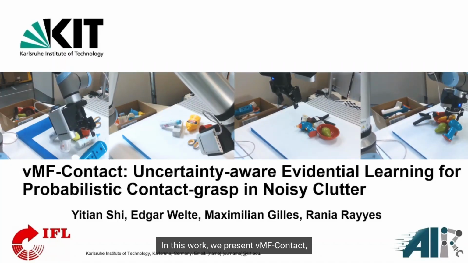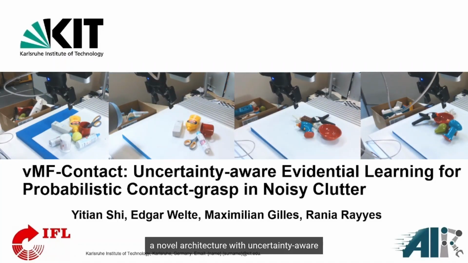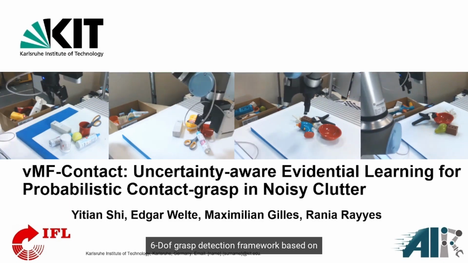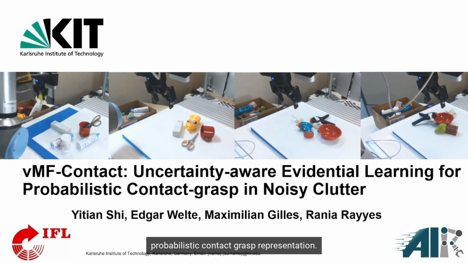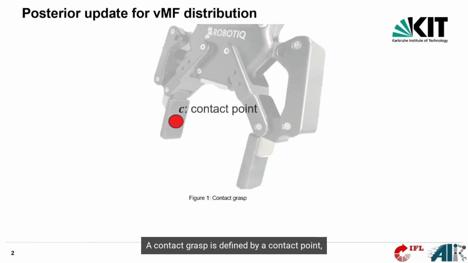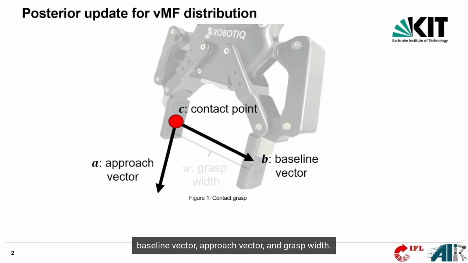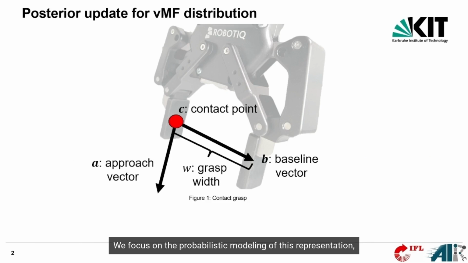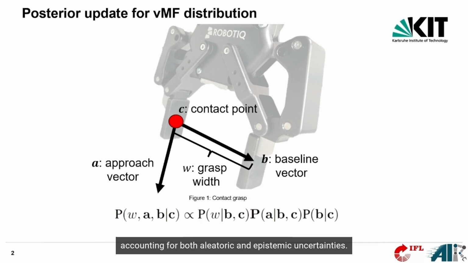In this work, we present vMF-Contact, a novel architecture with uncertainty-aware 6-DOF grasp detection framework based on probabilistic contact grasp representation. A contact grasp is defined by a contact point, baseline vector, approach vector, and grasp width. We focus on the probabilistic modeling of this representation, accounting for both aleatoric and epistemic uncertainties.